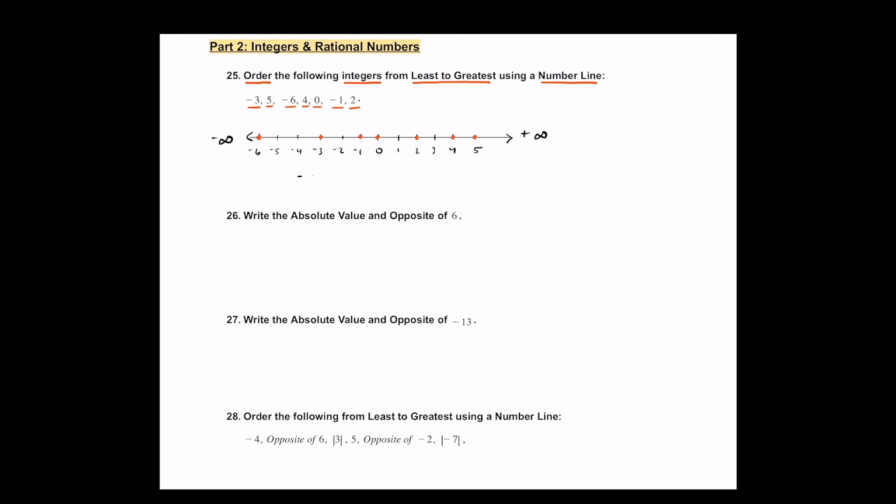So if you want to write them in order, -6 is smaller than -3, or less than it, which is less than -1, which is less than 0, which is less than 2, which is less than 4, which is less than 5. These are these integers from least to greatest.